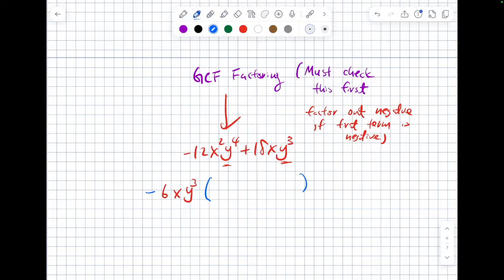Once you factor out, you want to do this times this equals this. So negative 6 times what equals negative 12? 2, right? And x times what equals x squared? It has to be x. And there's a y. And the next one is going to be minus 3. And that's it. So double check your factoring.